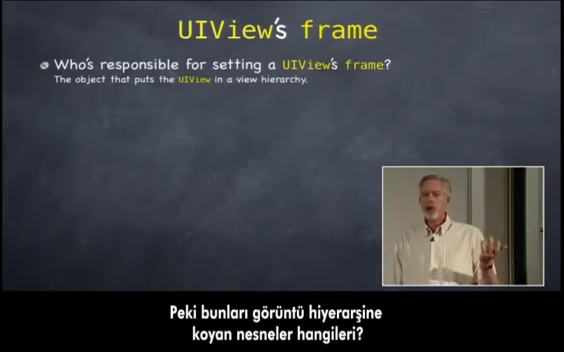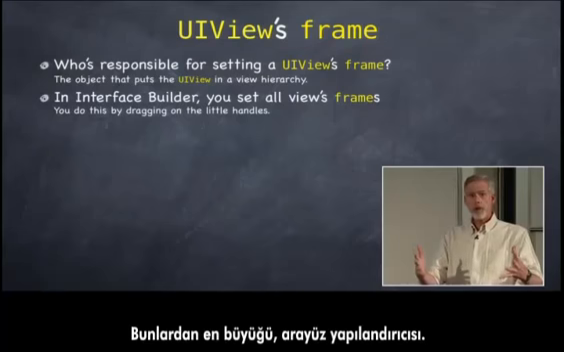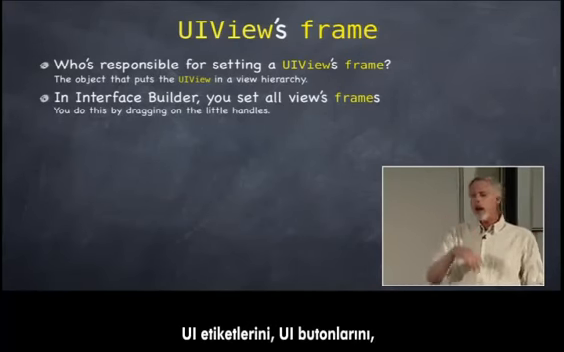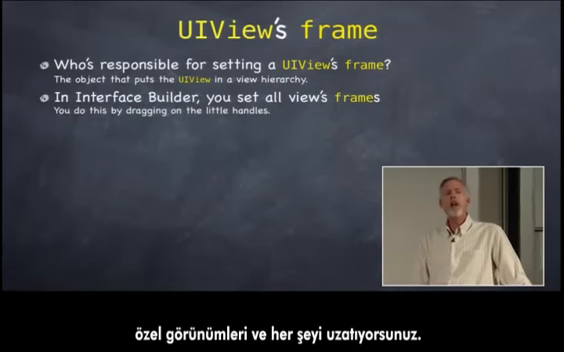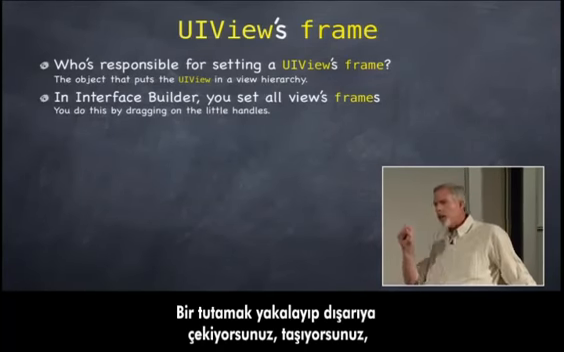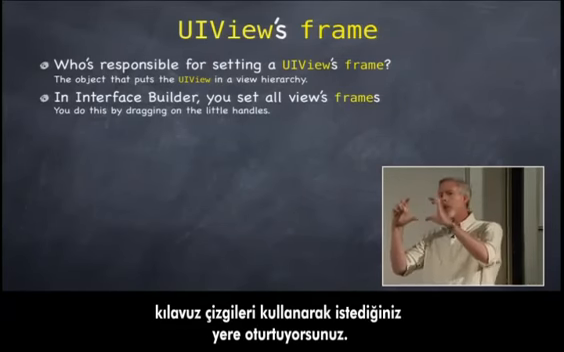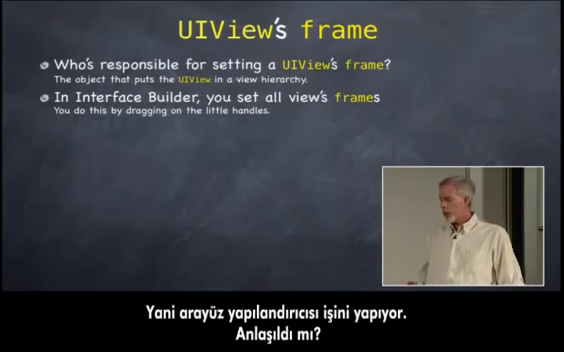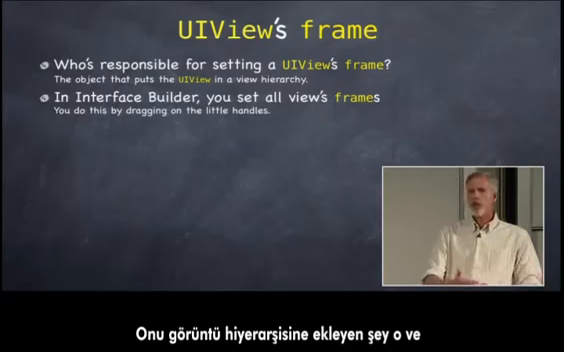So let's talk about who are some of the objects that put things in view hierarchies. Well, one of the big ones, Interface Builder. You're putting views in a view hierarchy all the time. You're dragging them out, UILabels and UIButtons and all, custom views and everything. And when you grab the little handles and stretch them out, and move them around, use the guide bars to put them where you want, you're setting the frame in Interface Builder. Okay? So Interface Builder is doing its job. Okay? It's the one putting it in a view hierarchy, and it's also letting you set the frame.